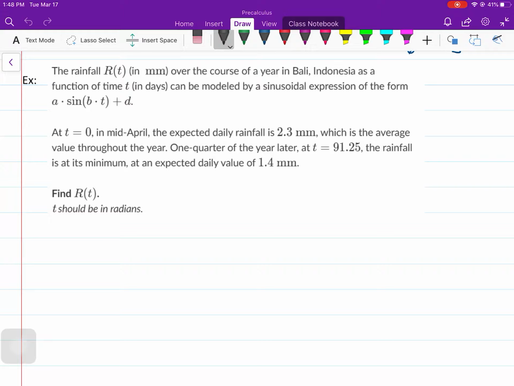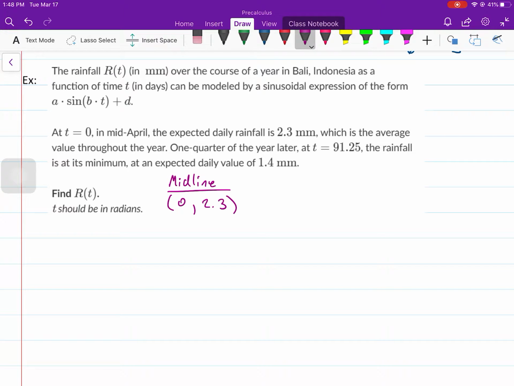All right, here goes the second word problem. The rainfall over the course of a year in Bali, Indonesia, as a function of time can be modeled by a sinusoidal expression of the form A sine of BT plus D. At time 0, in the middle of April, the expected daily rainfall is 2.3, which is the average value throughout the year. Because it's the average value, we can expect that's going to be our midline. So when time is 0, we have 2.3.